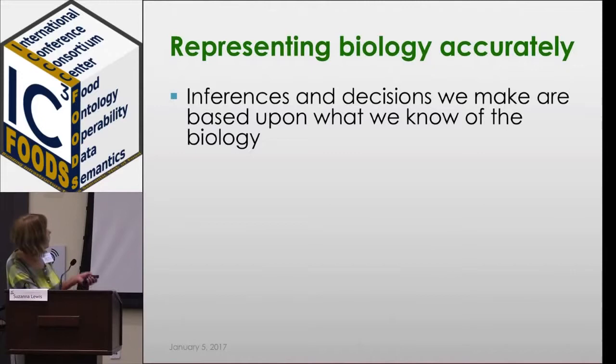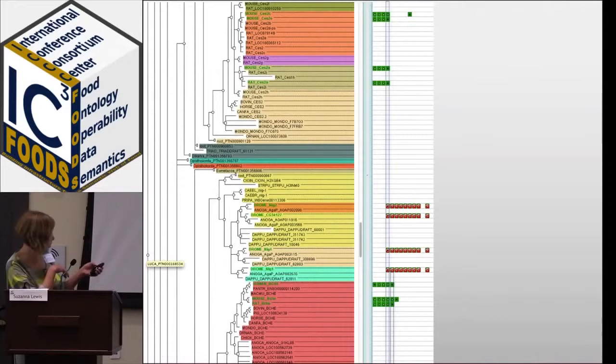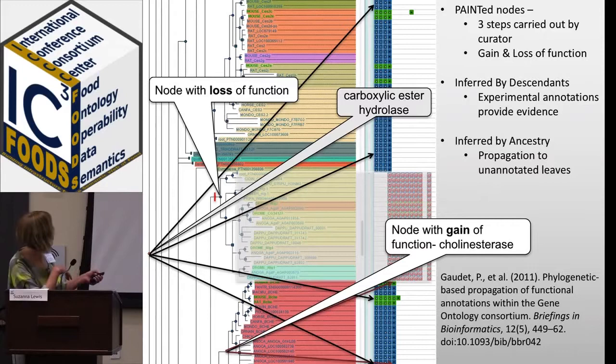So what we know of the biology. This is the same thing I've been saying over and over: it's a computable representation, and if it's going to reason over it correctly, we've got to get it modeled correctly. So here's one of the things we're doing in GO. I might skip this really quickly, but phylogenetic duplication, speciation, all of the nodes have persistent identifiers.